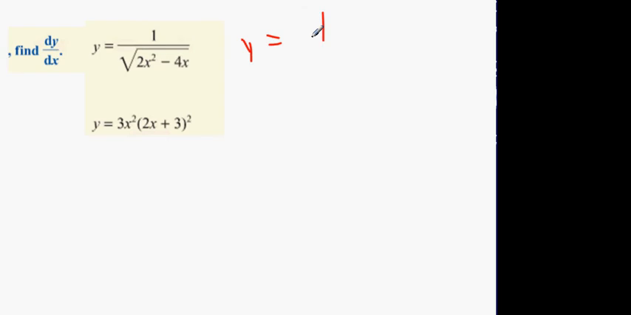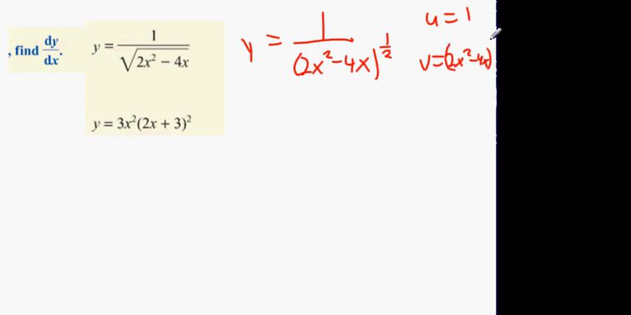Now, I have 2 different rules I can use here. I can do a quotient rule where I change it to this. Now, I haven't differentiated yet. What I just did was I changed it to the power of a half. Now I have an option. I could do a quotient rule where u equals 1 and v equals 2x squared minus 4x, all to the power of a half. I can do that if I want, and that's okay. Then you could write down the quotient rule, which is dy/dx equals v du/dx minus u dv/dx, all over v squared.